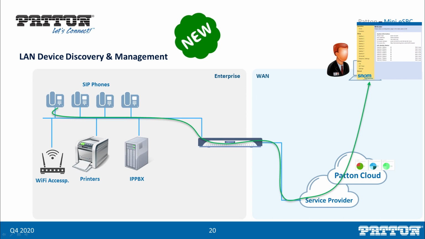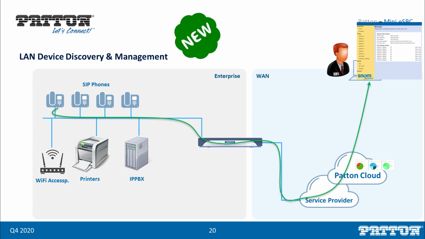So what LAN discovery is basically, the SmartNode scans the customer's local area network, and in scanning the network, it's looking for all the devices that are connected to that network, and it discovers everything that's there. It'll discover Wi-Fi access points, it'll discover printers, any on-premise PBX products, it'll discover SIP phones. And then that discovery is reported back to the Patton Cloud, right? And then those devices appear. You can't really see it well on this slide, but inside the Patton cloud, you get a list of devices.